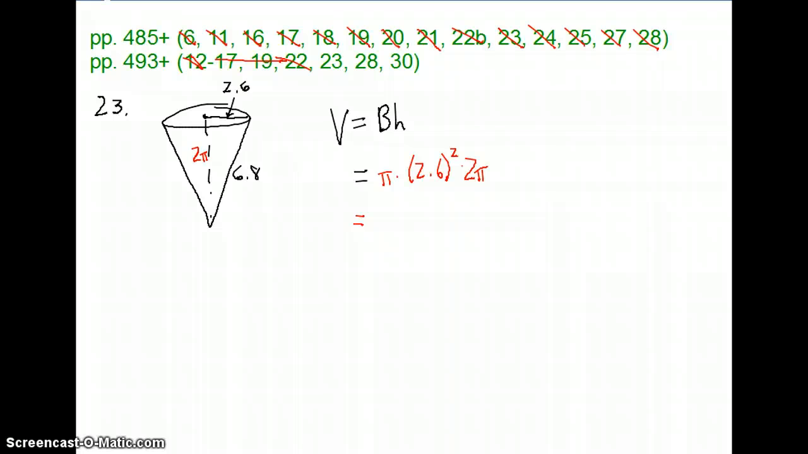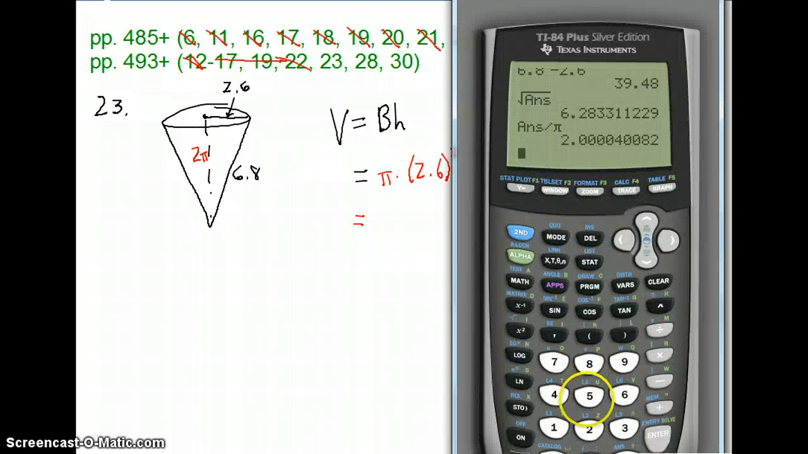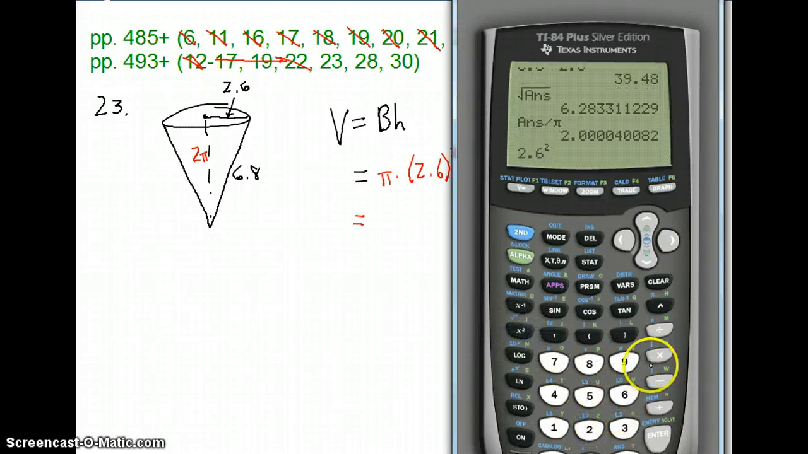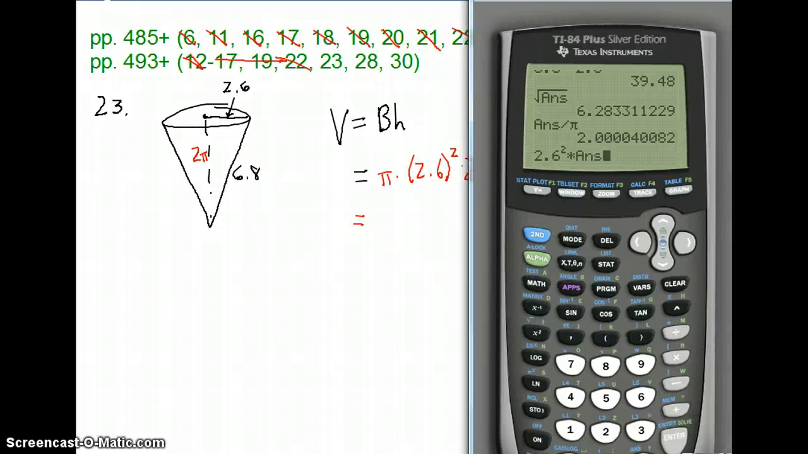You know what? We're going to have to go to decimals in the end anyway, so let me just go ahead and start down that path now. 2.6 squared times, well, actually it wasn't really 2 pi, it was kind of that answer, times pi. That's really what we have here for this entire volume. It's 42.475.